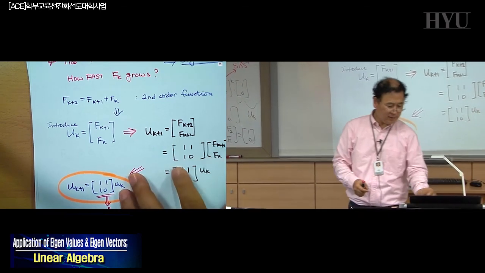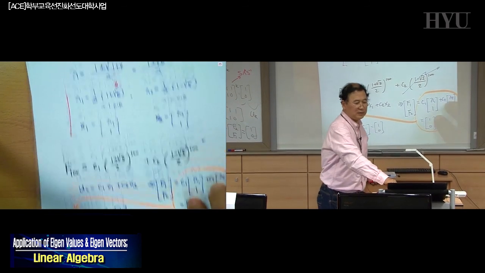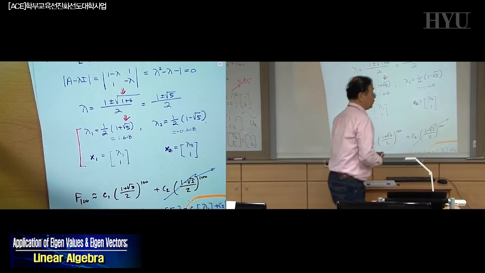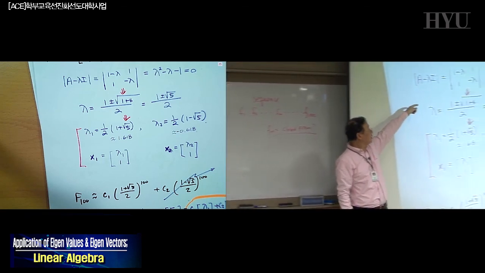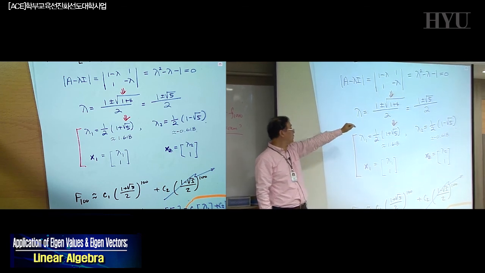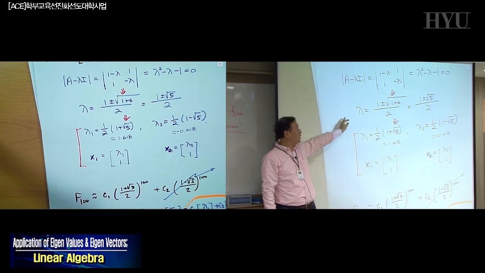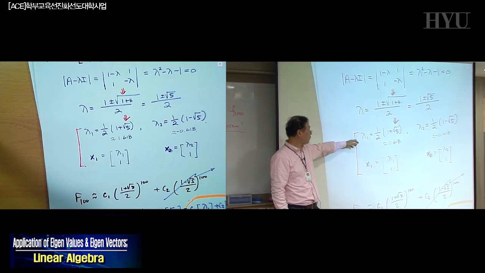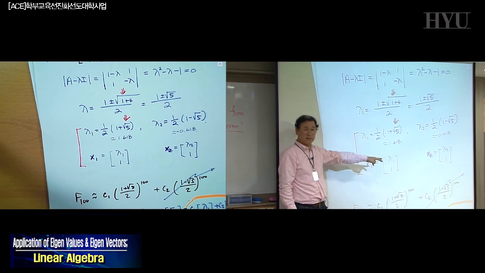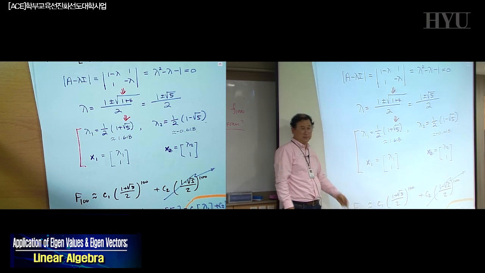That's all I did with this equation. For this matrix, I computed lambda. That was the characteristic equation: lambda squared minus lambda minus 1 equals 0. From there I found two roots. Strange enough, they have a square root. For each lambda value, I computed the eigenvectors. Then actually this bottom one is the solution.